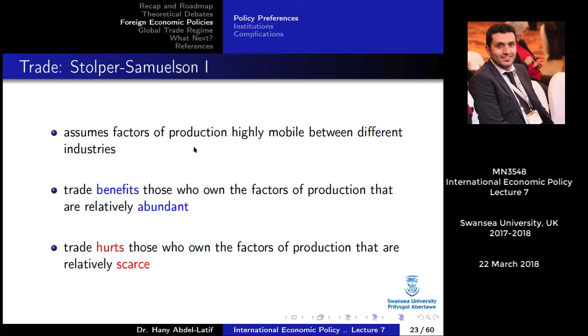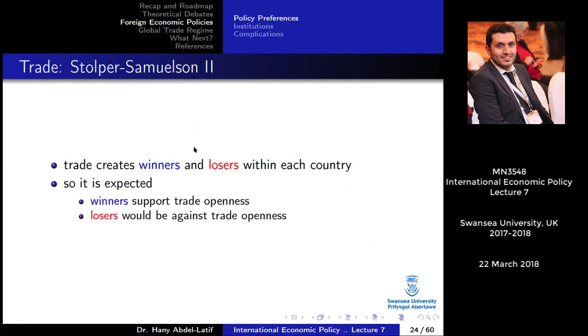And that's the case here with international trade. Those who benefit from trade will support trade openness. Those who are hurt by international trade are expected to oppose trade openness. That's very straightforward, not difficult to understand. Winners support trade openness, losers would be against it. And that is the issue with trade. Trade creates winners and losers, and that's the case with any economic policy. So it would make sense for winners to support trade openness and losers to be against it.